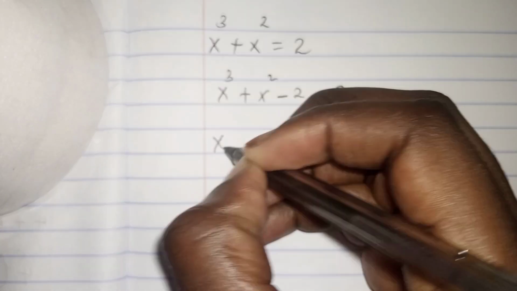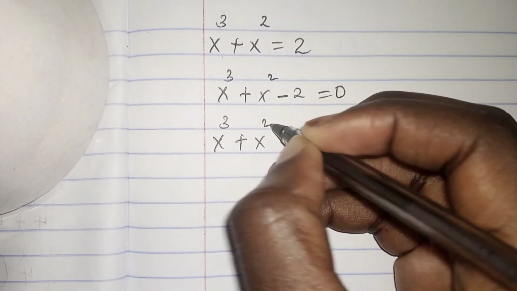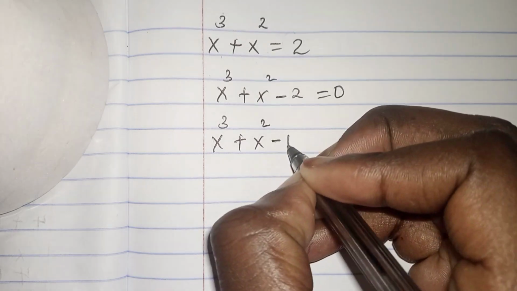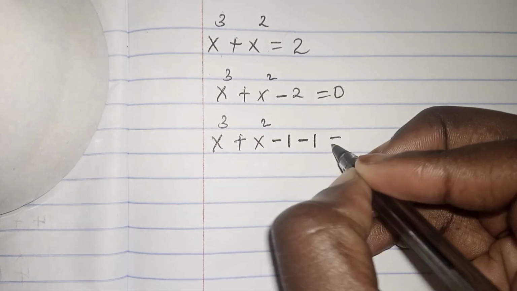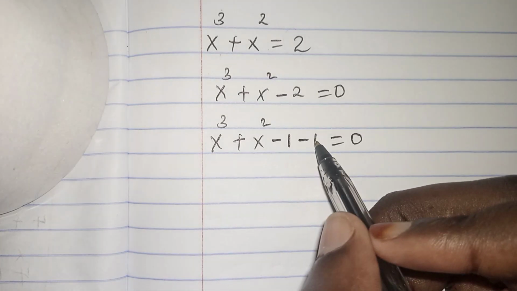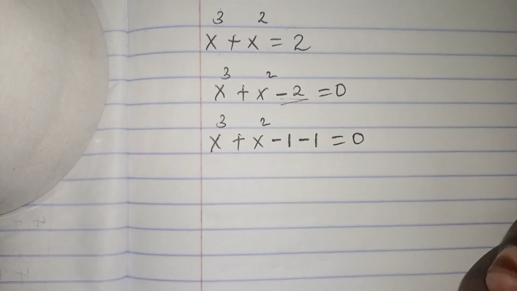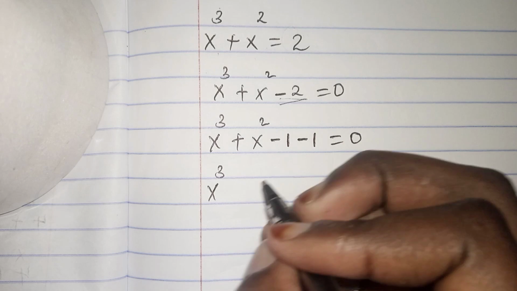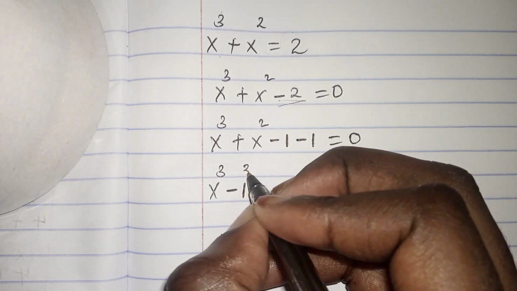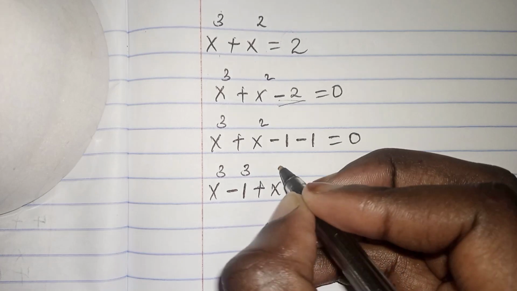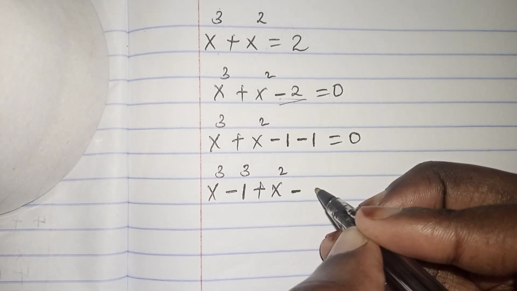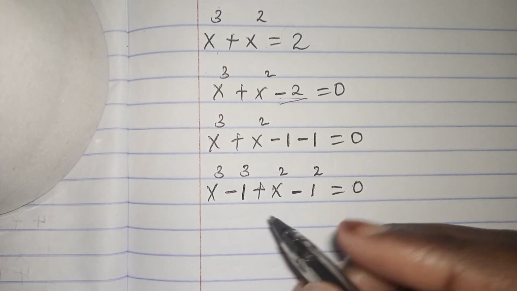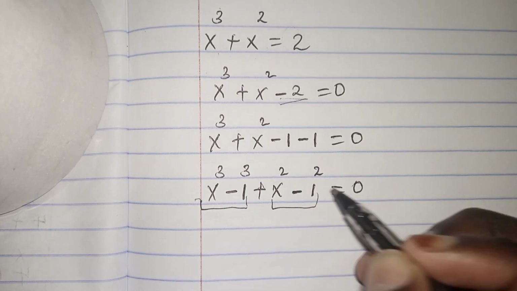Our next step, x cubed plus x squared, we have minus 2. We can write it as minus 1 minus 1 is equal to 0. So negative 1 minus 1, we're getting negative 2. Okay? So our next step, x cubed, I'm going to take this negative 1 and cube it, plus x squared, taking this negative 1 and square it, is equal to 0. So by doing so, we have formed a perfect cube and a perfect square.